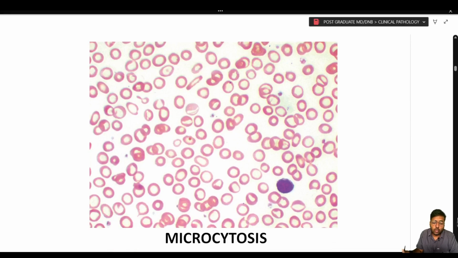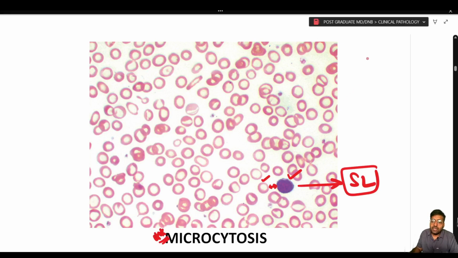This is another image showing what is called microcytosis. What is very important over here, this is a small lymphocyte, as we can appreciate. I have chosen this particular diagram so as to compare the size. Look at the size of this RBC and compare it with the size of the nucleus of the small lymphocyte. Absolutely it is small. So this is called microcytosis.